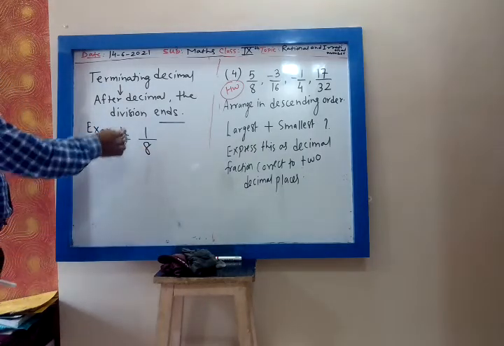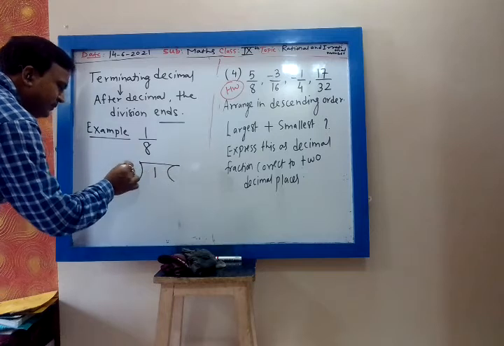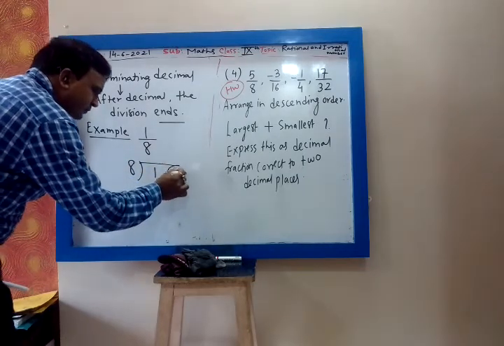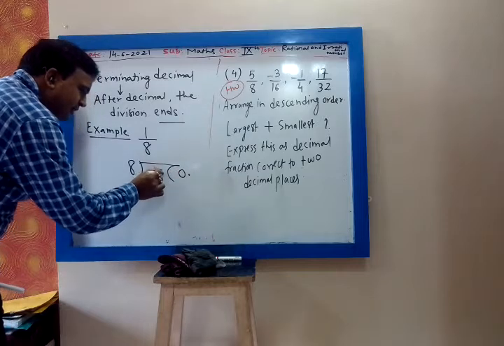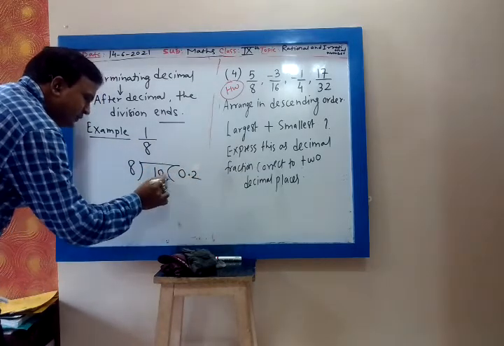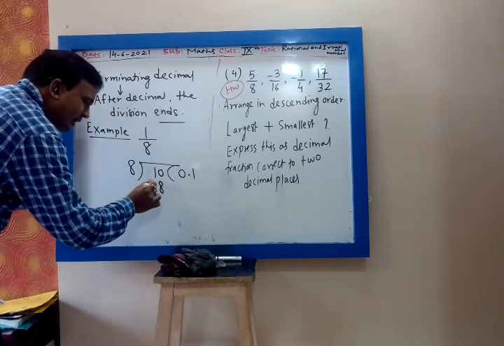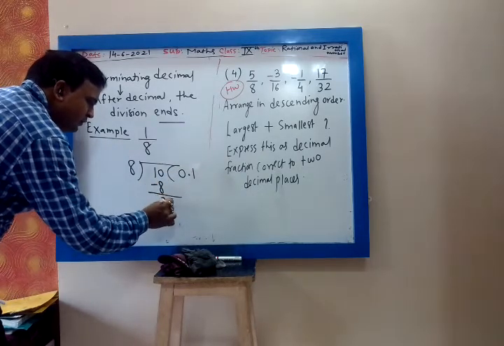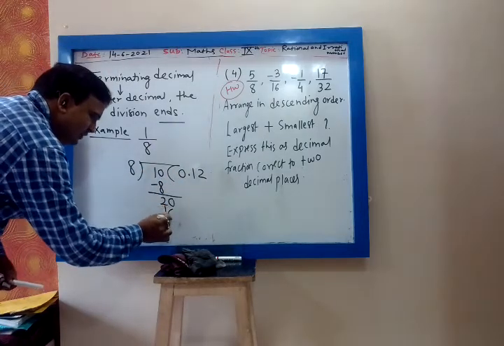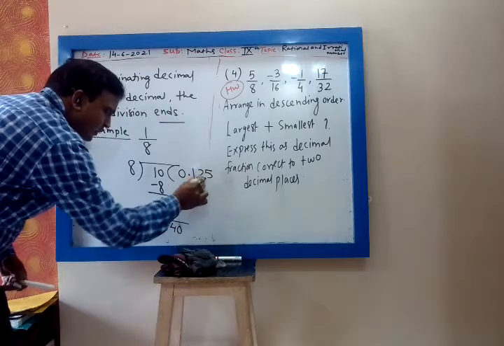Now you want to divide 1 by 8. Let us divide. So 1 is smaller than 8, so it will be 0. It becomes 10. 8 1s are 8. 10 minus 8, 2. 0 will come. 8 2s are 16. Then it is 4. 8 5s are 40.